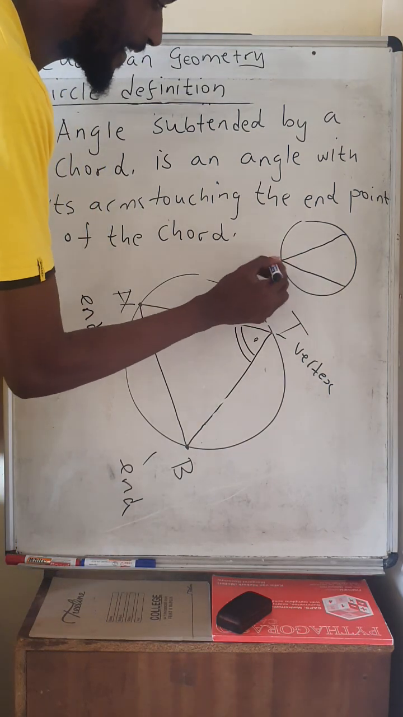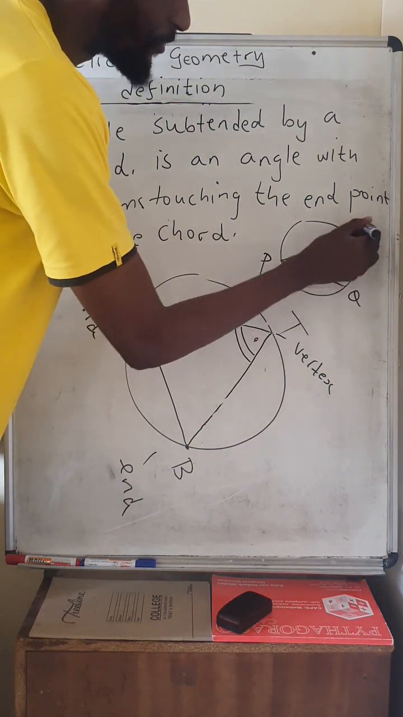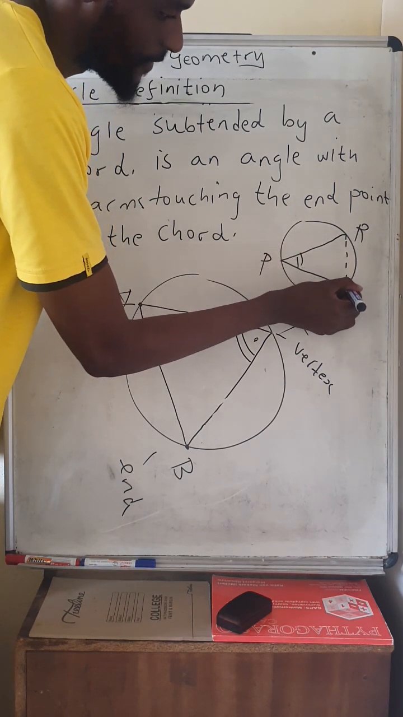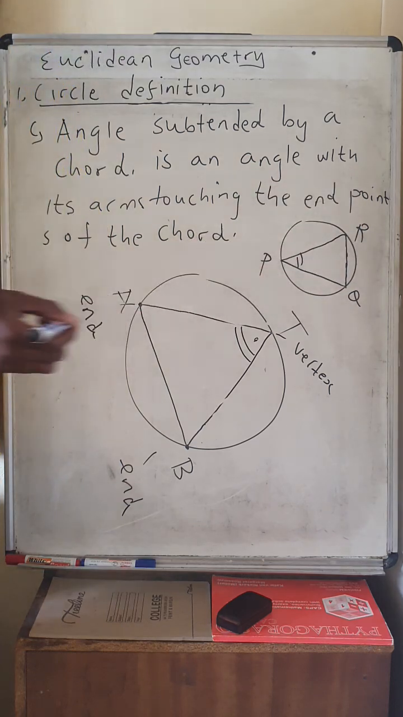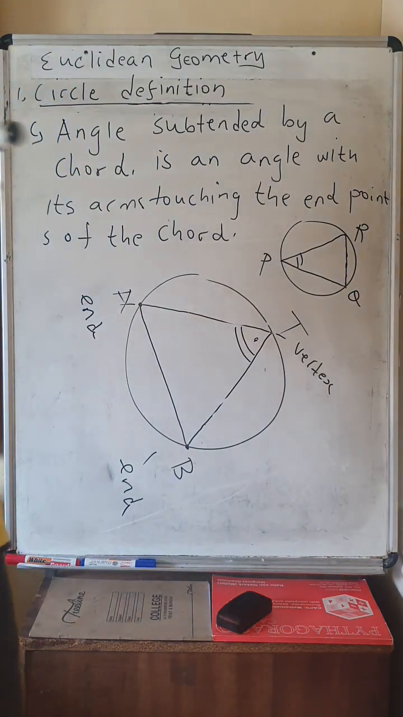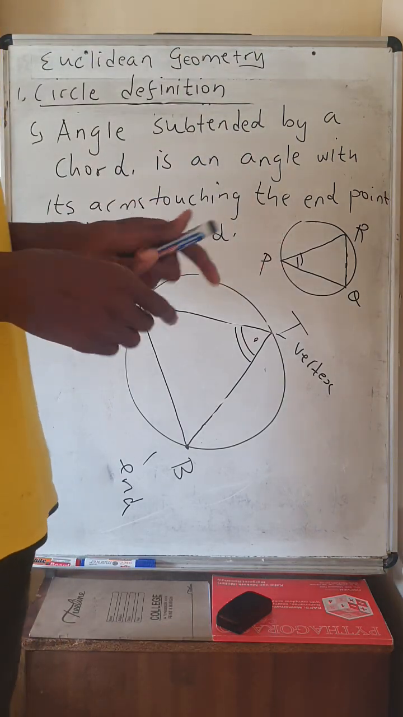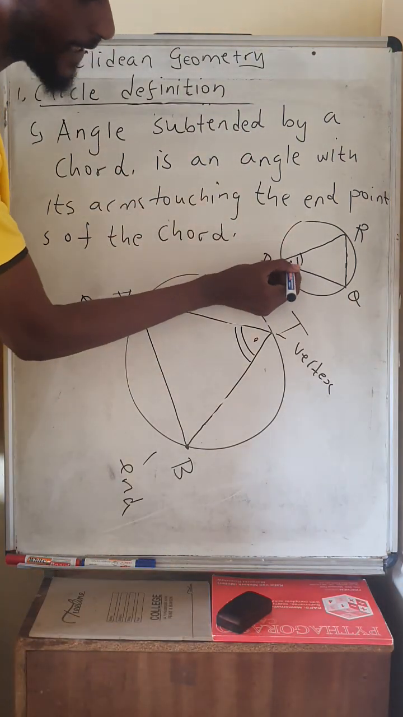Let us say this angle is P, and then I have Q, I've got R. Now, let us talk about this angle. Let me say there's a line, of course, here joining RQ. So before I can even think about a chord, the first thing I need to do is to follow the arms of my angle. So this is the angle I want us to look at.